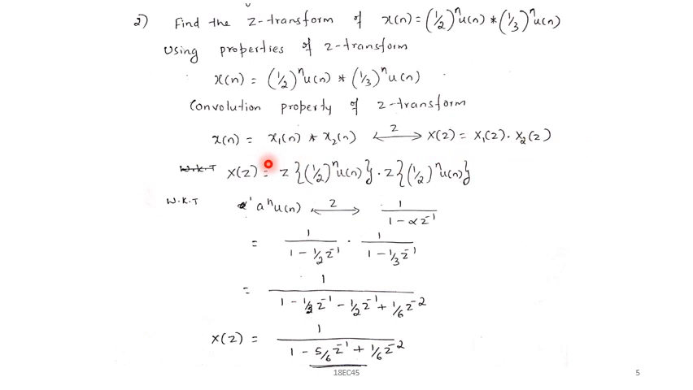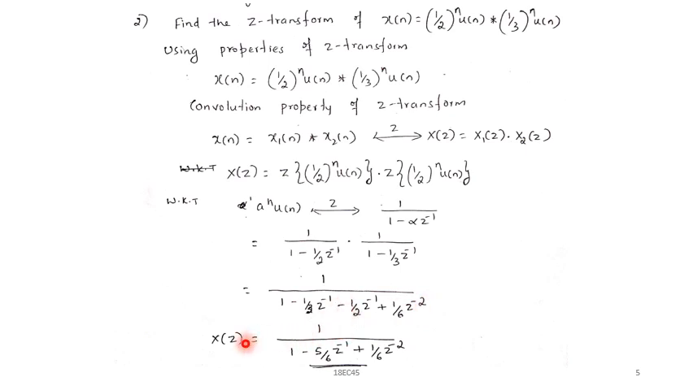Now I'll write the RHS. That is X of z is equal to z transform of 1 by 2 to the power n u of n into z transform of 1 by 3 to the power n u of n. We know that a to the power n u of n, its z transform is 1 by 1 minus a z inverse. Therefore, if I take the z transform of these terms, I'll get 1 by 1 minus 1 by 2 z inverse into 1 by 1 minus 1 by 3 z inverse. So I'm multiplying the two terms here. So this will be 1 by 1 minus 1 by 3 z inverse minus 1 by 2 z inverse plus 1 by 6 into z to the power minus 2.